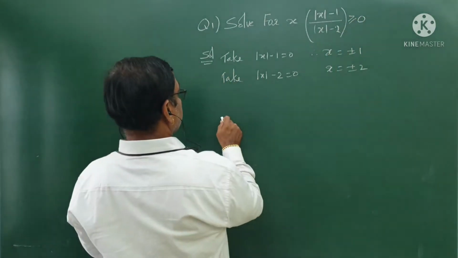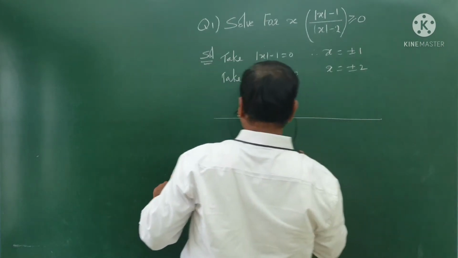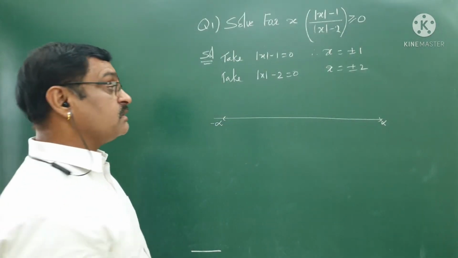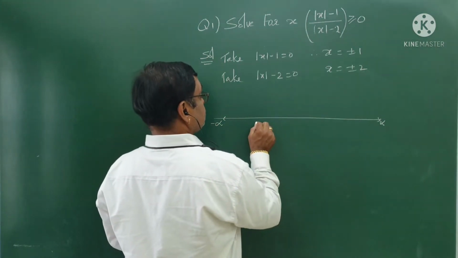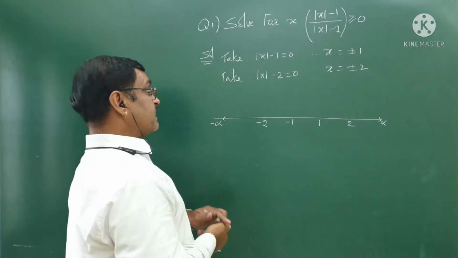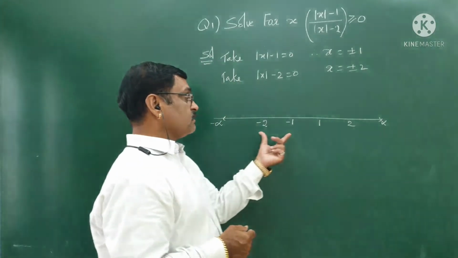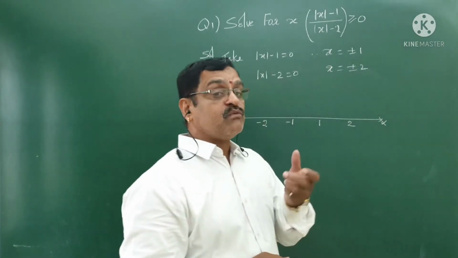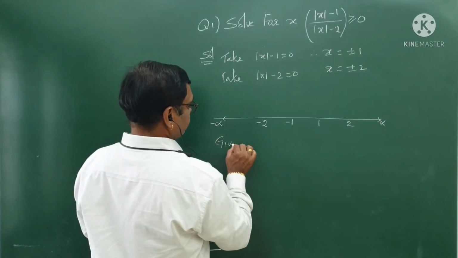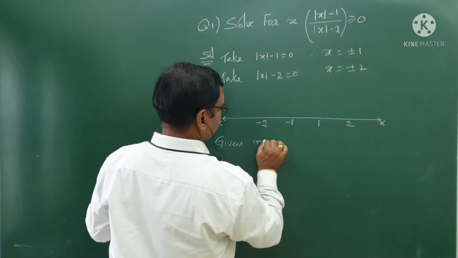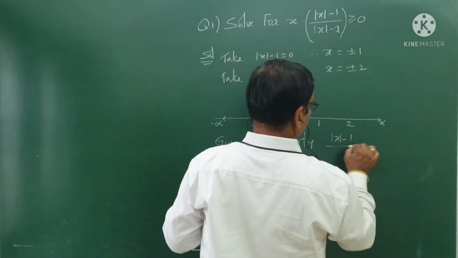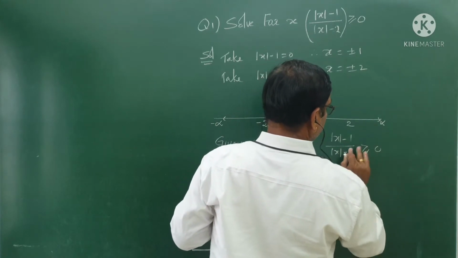Okay, now take a real line. After finding the critical points, you have to take a real line and locate these critical points on the real line based on their magnitude. First, of course, we get minus 2, next minus 1, next 1, next 2. So my real line is divided into 1, 2, 3, 4, 5 intervals. And we are going to select which intervals are suitable for my expression. So what is the given inequality? Mod x minus 1 by mod x minus 2 is more than or equal to 0.